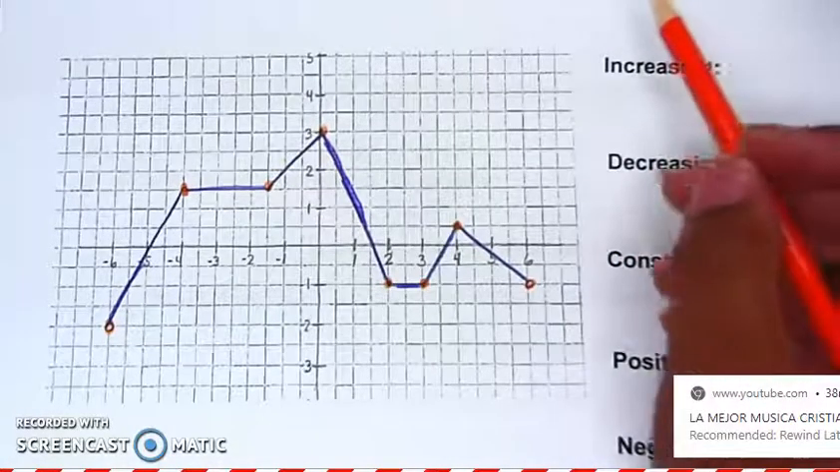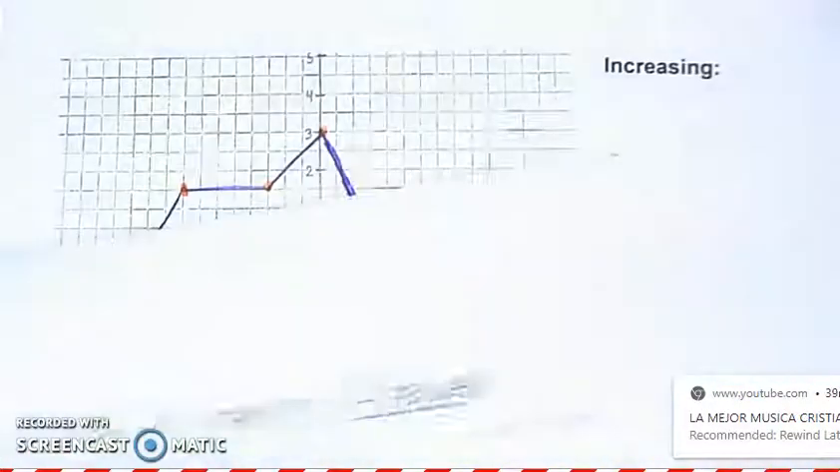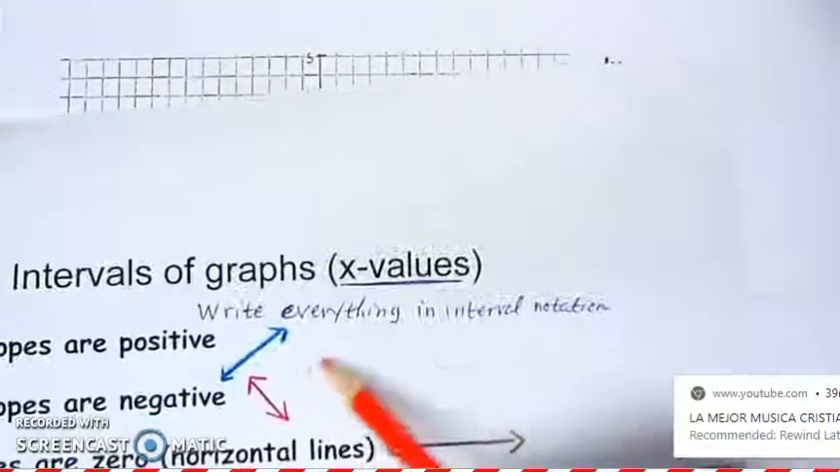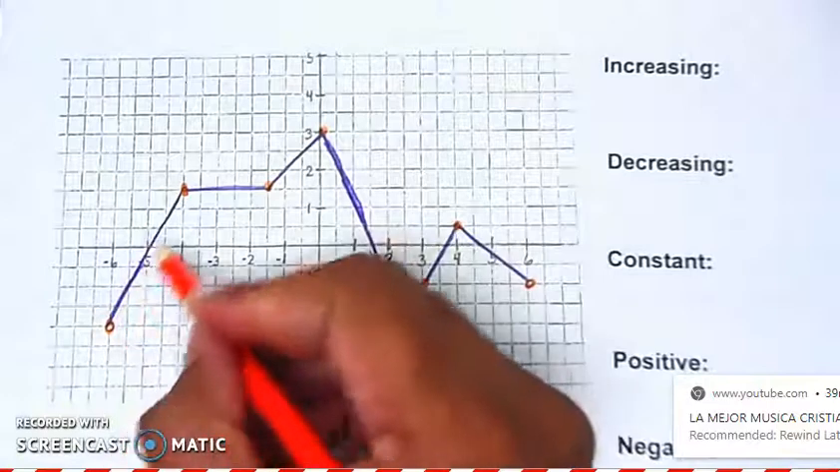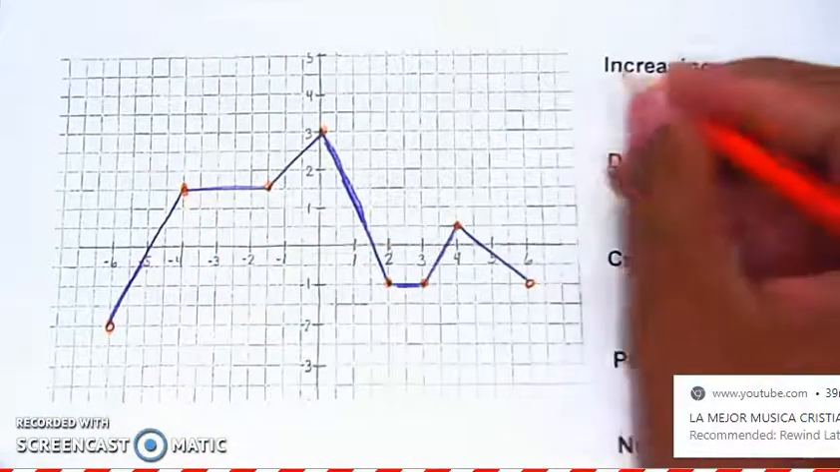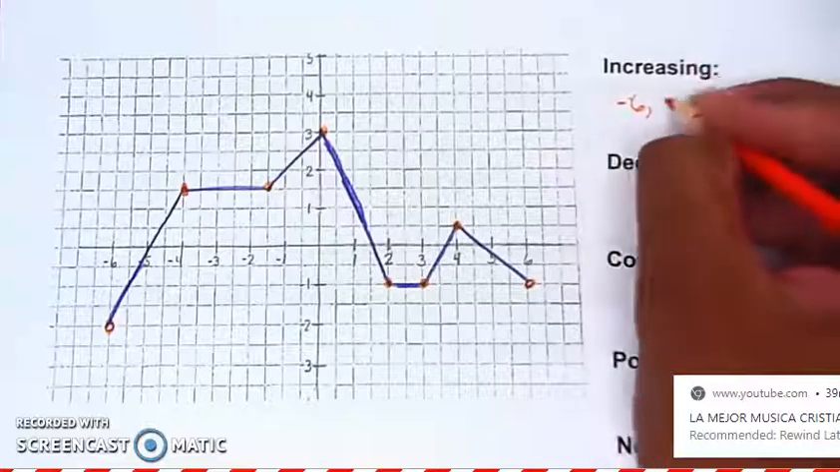All right, so the parts that are increasing, that are going up, we said again, anything that is going up from left to right, it's a positive slope. So from here to here, we're going to go from -6 to 4.